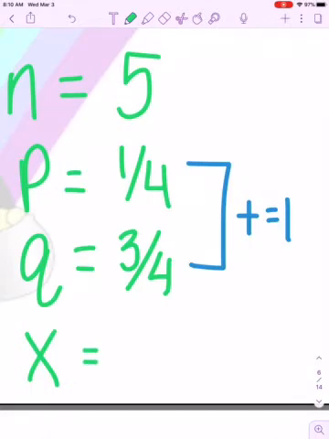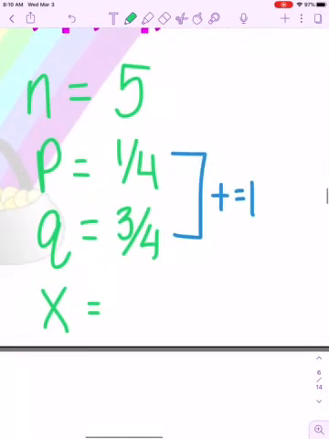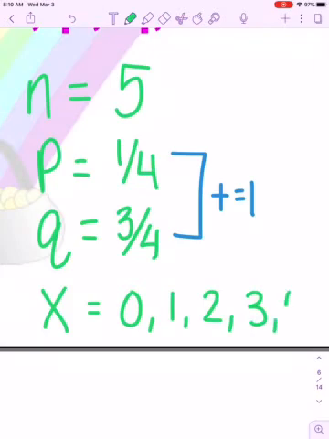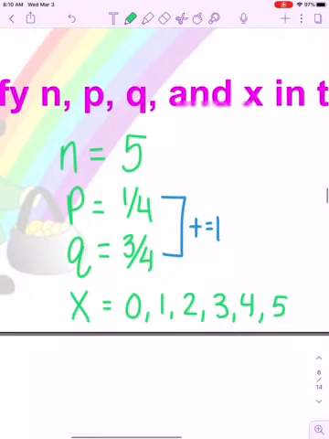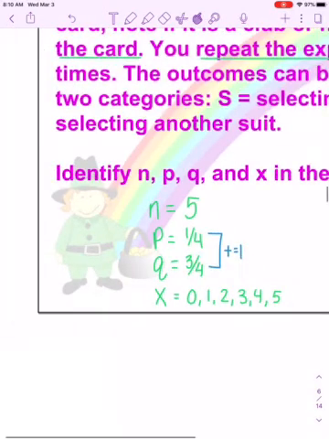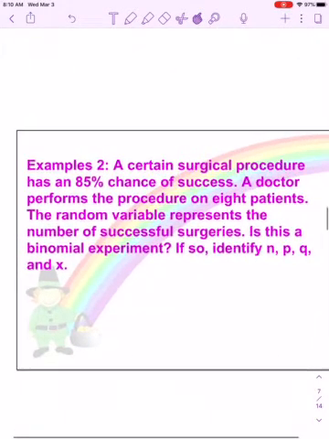And then your x is how many times you can have a success. This doesn't tell us how many times we're succeeding, but we know we could do this 5 times and not pick any clubs. We could pick 1, 2, 3, 4, or we could pick them all 5 times. But that's it. Can't pick it more than 5 because I'm only doing 5 trials. So those are all of my possibilities for x. And then that's it. N, P, Q, and X.